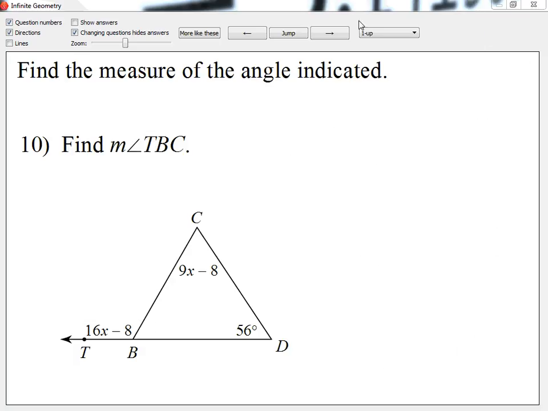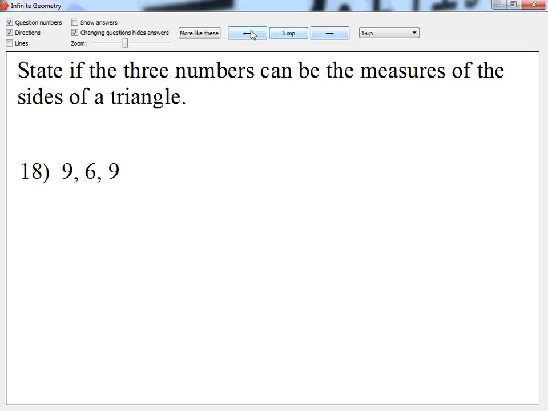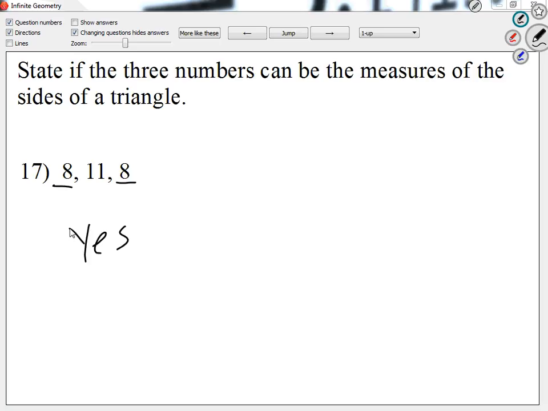Alright, let's take a look at 17. It states that three numbers can be measures of the sides of a triangle. Once again, the numbers are not in any order, they're just listed, but I do highlight my two smaller numbers. Can those be the measures of a triangle? Yes. And we know yes because 8 plus 8 is more than 11. Okay. So any questions up until 24?